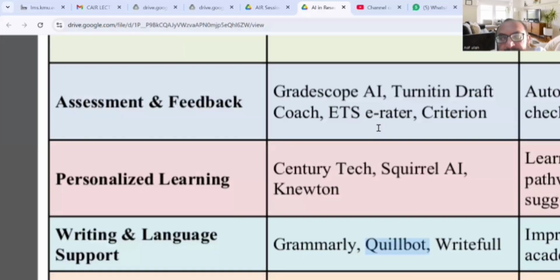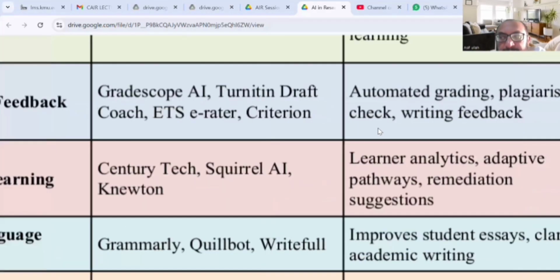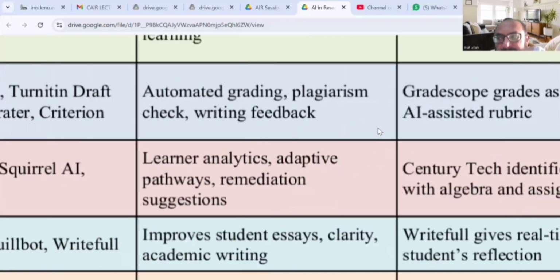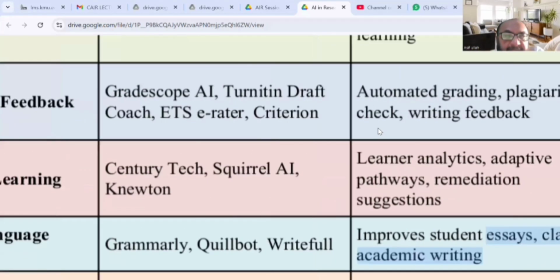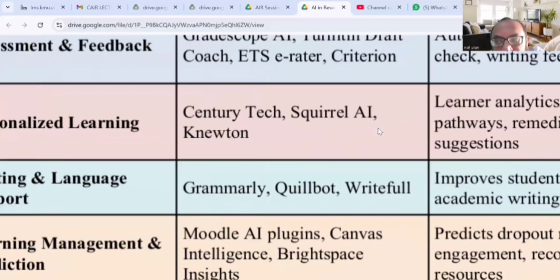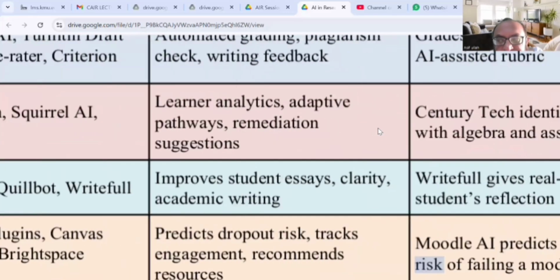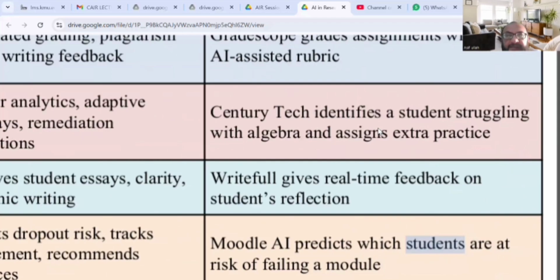Personalized learning by Century Tech, Squirrel AI, and Knewton: learner analytics, adaptive pathways, and remediation suggestions. An example is Century Tech identifying a student struggling with algebra and assigning extra practice for that particular student. Writing and language support: Grammarly, QuillBot, and Writefull improve student essays, clarity, and academic writing. An example is Writefull giving real-time feedback on students' writing.